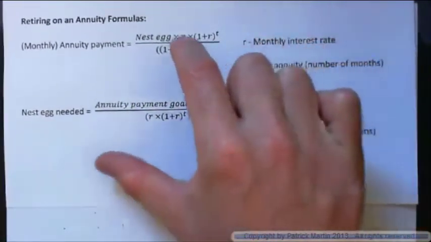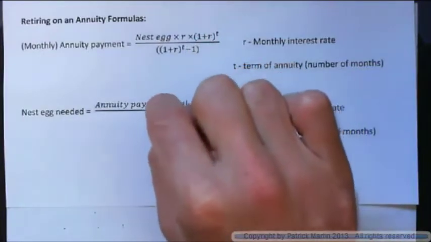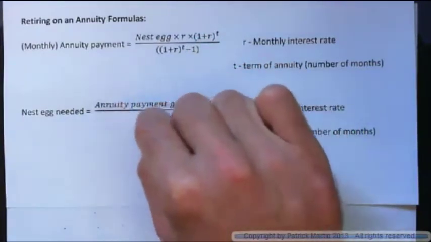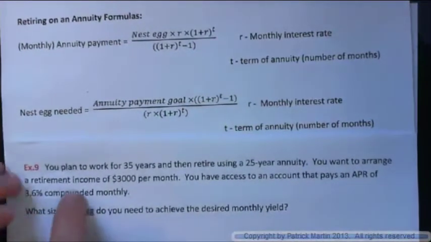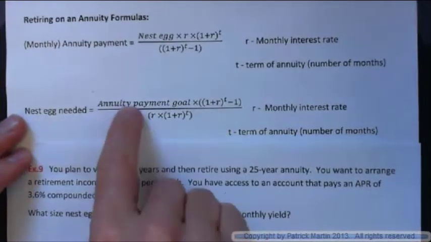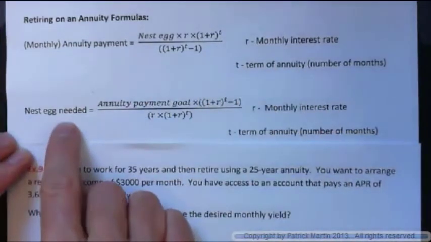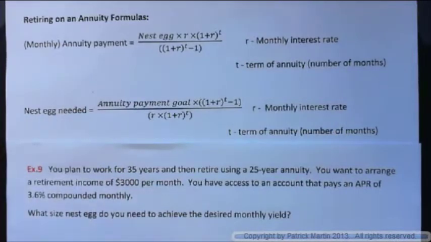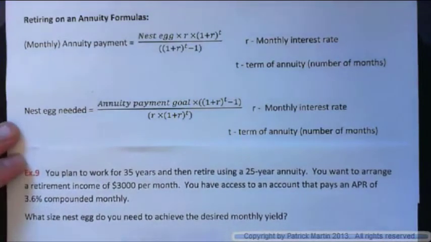But with a little bit of algebra, we can reverse this formula. If you have a goal in mind, such as example 9, you want to have $3,000 per month when you retire, you can put the $3,000 in here and calculate what lump sum of money you need to save, like $100,000, $200,000 or whatever. So we'll look at example 9.